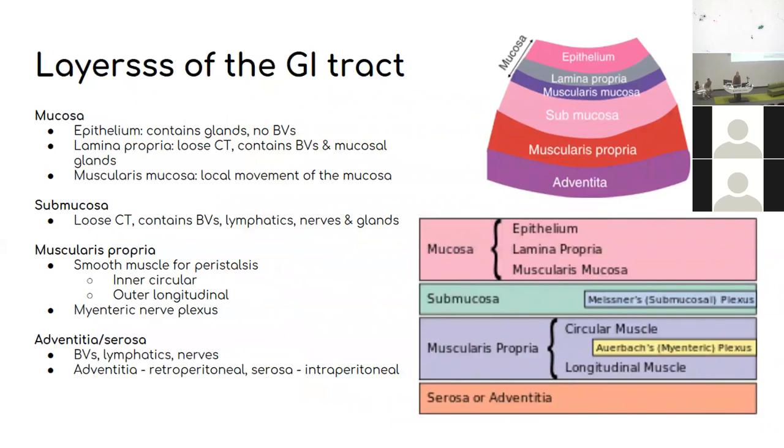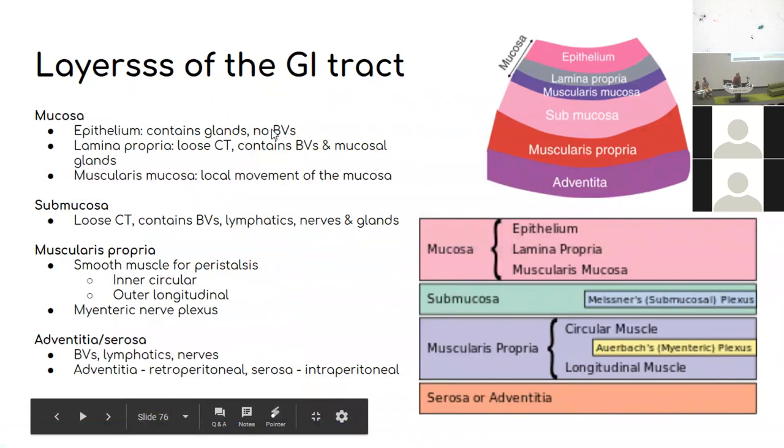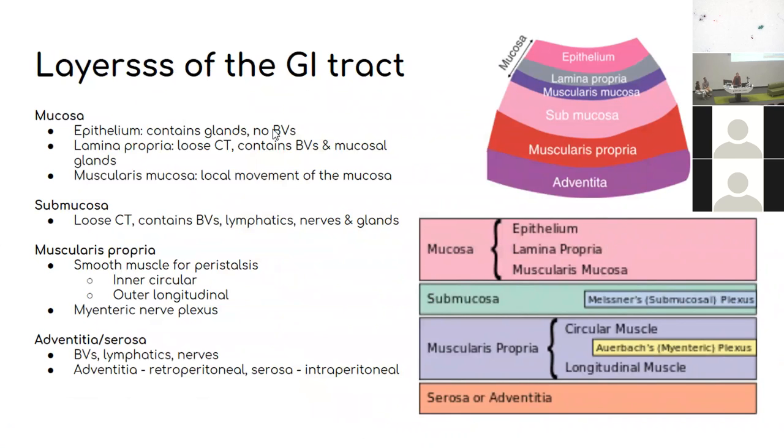Okay, so layers of the gastrointestinal tract. We have four layers. Firstly, the mucosa, which is made up of your epithelium. Important to note that we don't have any blood vessels in the epithelium. So if you have a carcinoma that's arisen in the epithelium, we know that it hasn't penetrated through the basement membrane, and because you have no blood vessels, there's no potential for metastasis of that cancer. Then the lamina propria and the muscularis mucosa.